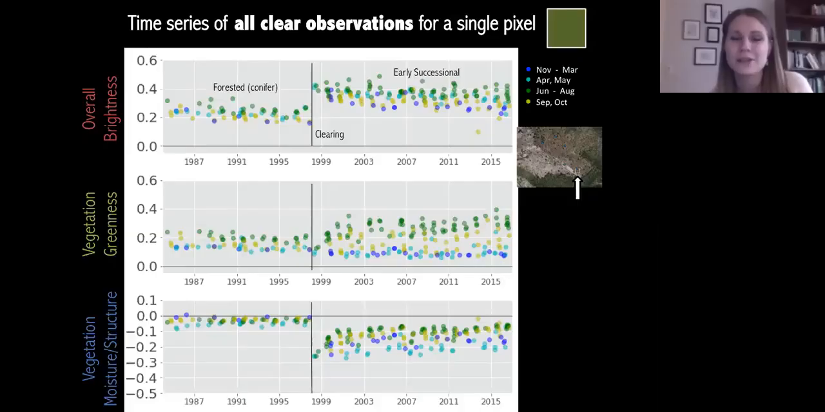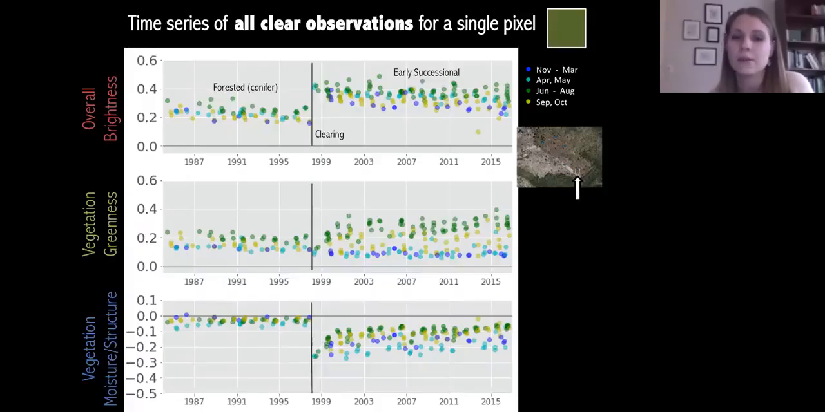So that top panel is giving us a sense of overall reflectance over time. The middle panel is somewhat akin to EVI or NDVI, if you're familiar with vegetation indices, essentially an indicator of overall vegetation health and quantity within the pixel. And then finally, that last measure is an indicator of vegetation moisture and structure. And the observations have been color-coded by season, which gives us a sense of the seasonal dynamics.